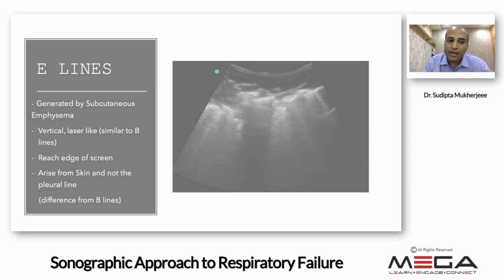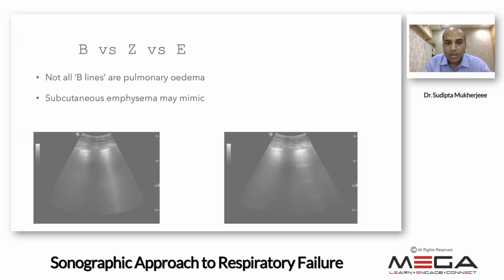E lines we already have discussed in the case of subcutaneous emphysema. They are generated when there is free air within the tissue. These are vertical laser-like lines, just like B lines. They start from the tissue, not from the pleura, and may reach up to the skin or may end below at a certain level. And there is another vertical line which is called a Z line. So we need to remember that not all vertical lines are B lines indicating pulmonary edema.